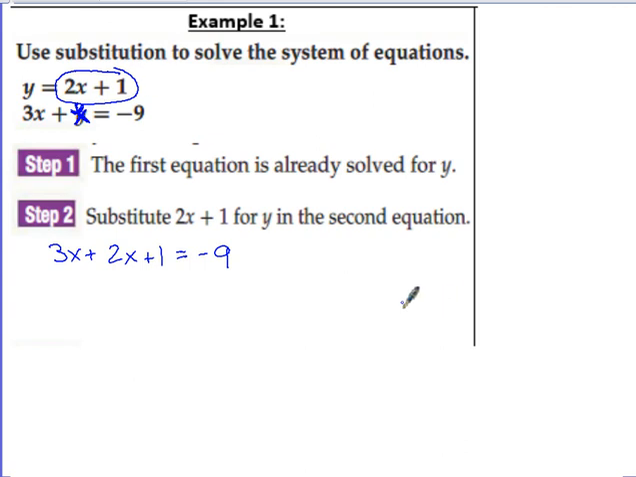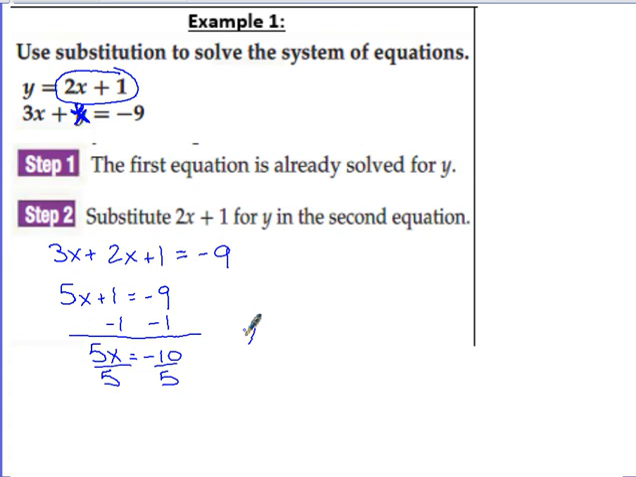Now this is an equation with one variable, just the x's, and we know how to solve this. So I have like terms that I need to combine. 3x plus 2x is 5x plus 1 equals negative 9. Then I'm going to subtract 1 from both sides. I get 5x is equal to negative 10, and then I divide by 5, and x is equal to negative 2. This is 1/2 of my ordered pair. Remember, the solution to a system is always an ordered pair, so negative 2 is 1/2 of my answer.